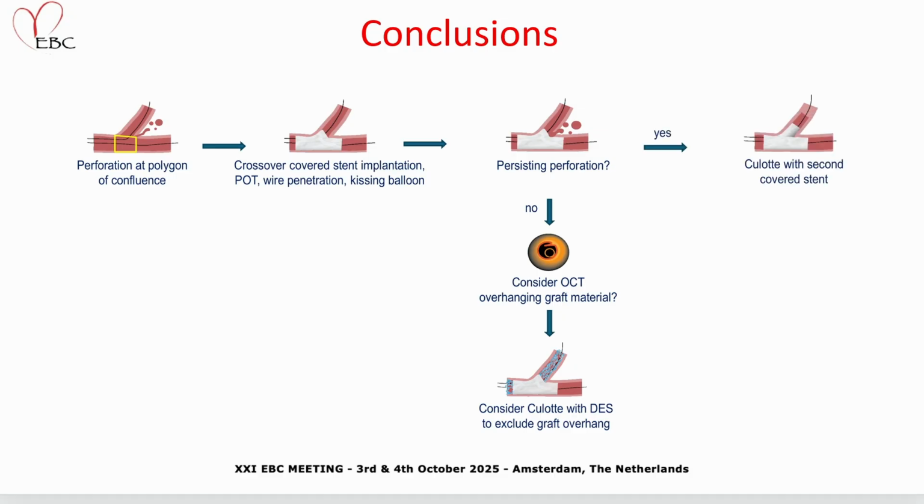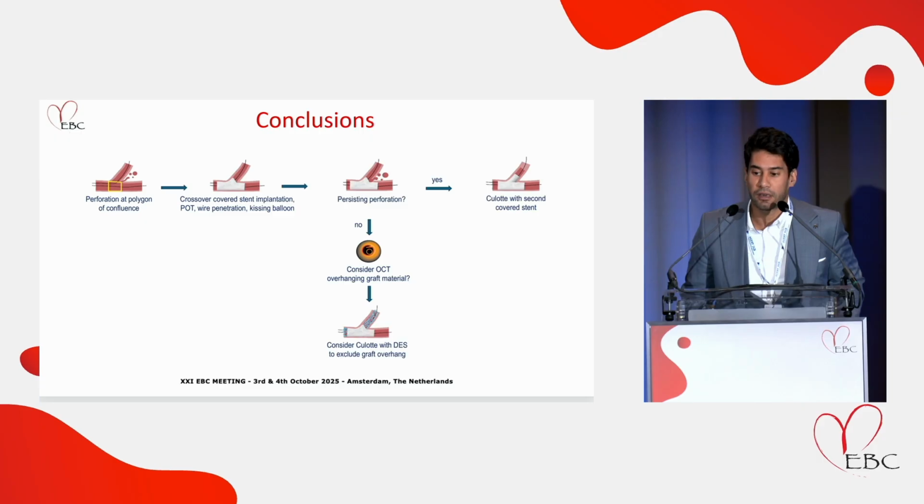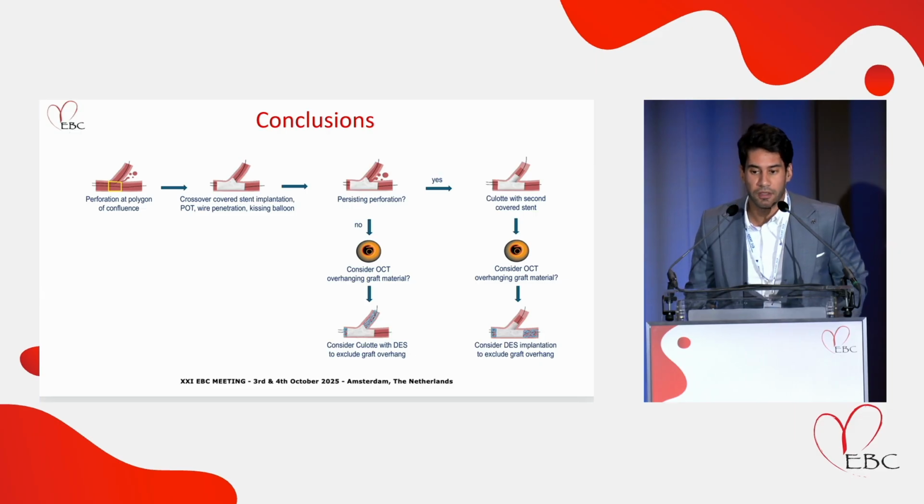On the other hand, if we don't manage to seal the perforation, we can add a covered stent in the side branch and recross again in a culotte fashion, and consider OCT again for the overhanging material, and complete with another DES in the main branch in case of overhanging material. And thank you.